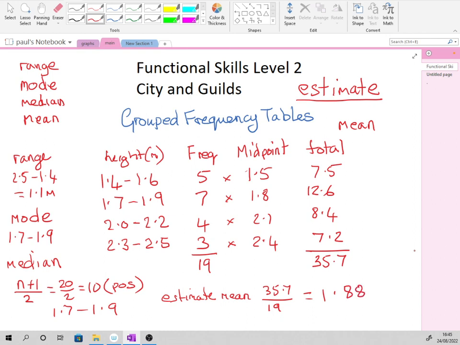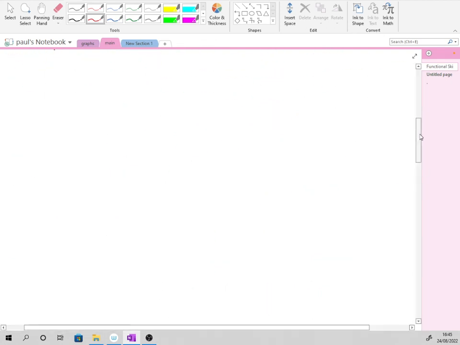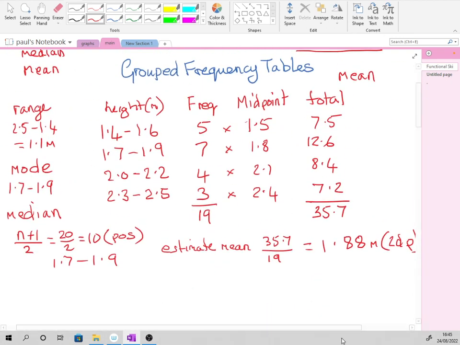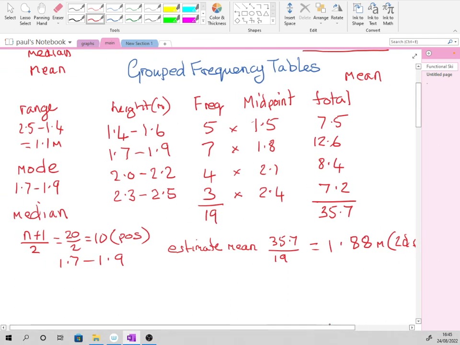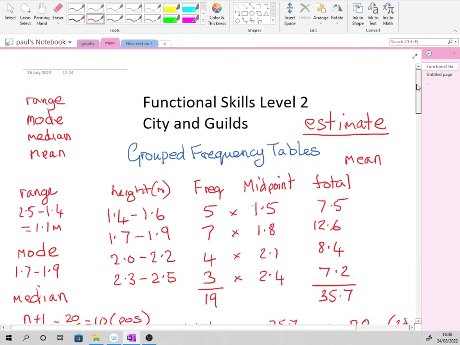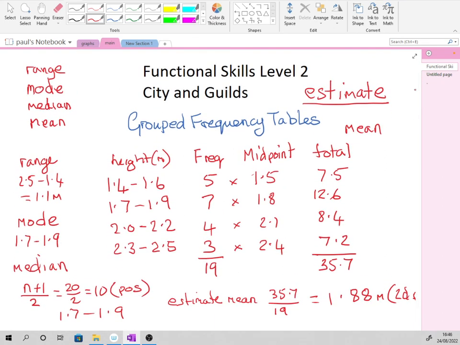I'll round that 1.8 to 2 decimal places. I've got thousands of numbers in the calculator. Whoops, where have we gone? Come back. 2 decimal places. Okay, that's it. So be prepared to be asked to work out any of these four from a grouped frequency table. The chances are you won't be asked to work out all four of them, but you've got to know how to do all four.